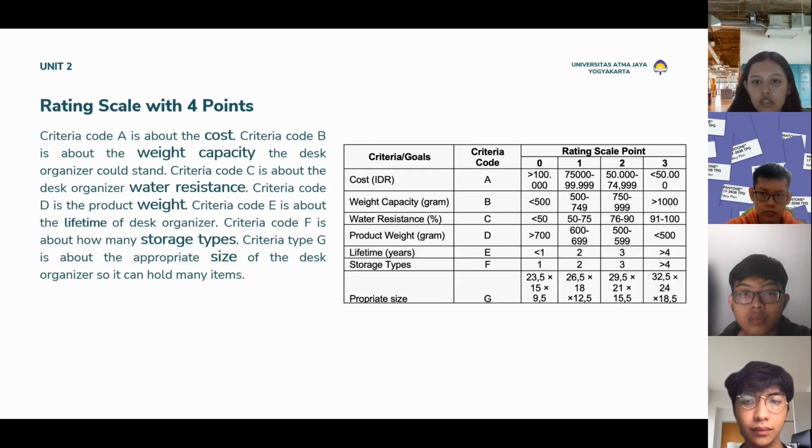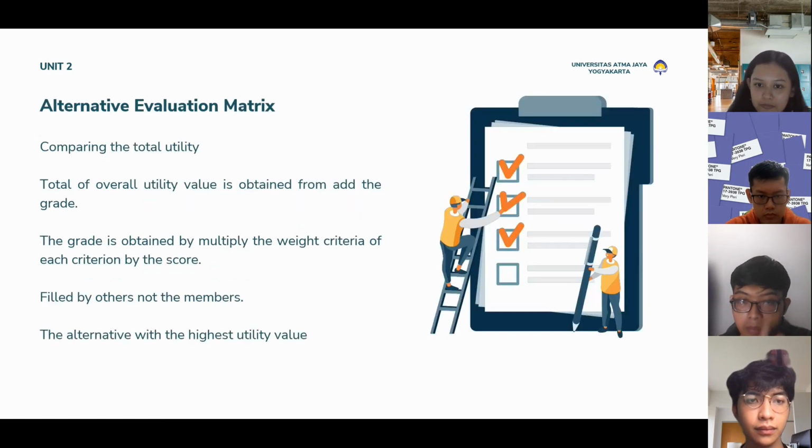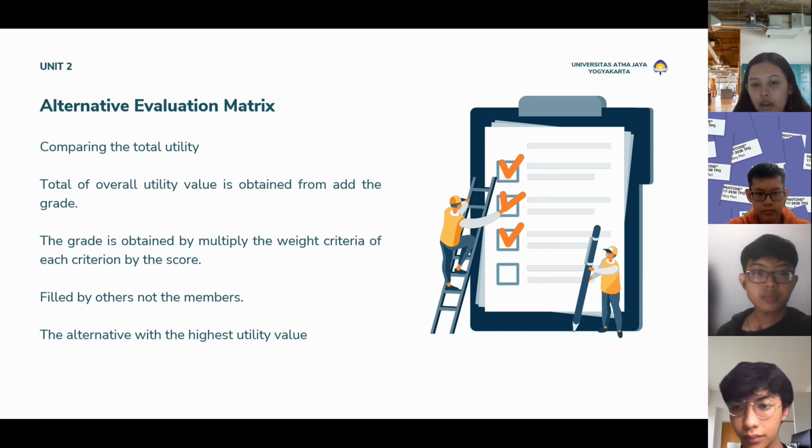And next, this is the rating scale with 4 points. So here, we create a criteria and condition for each criterion that later on we will use in the next part, please. Okay, so for the alternative evaluation matrix here, we compare the total utility for each alternative. The total overall utility value is obtained from adding the grades. The grade is obtained by multiplying the weight criteria of each criterion by the score. The alternative evaluation matrix is not filled by our members, but by other members from group E2. Then later on, the final alternative chosen is the one with the highest utility value.